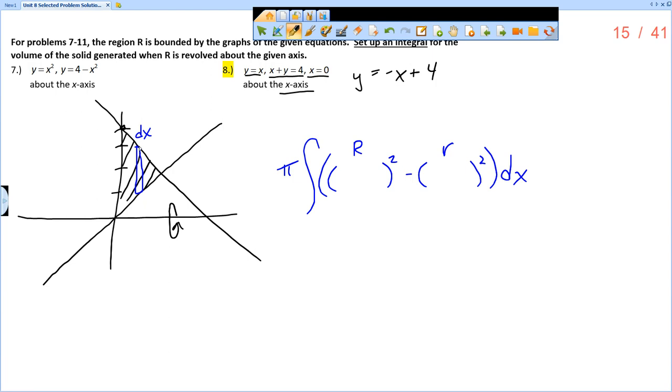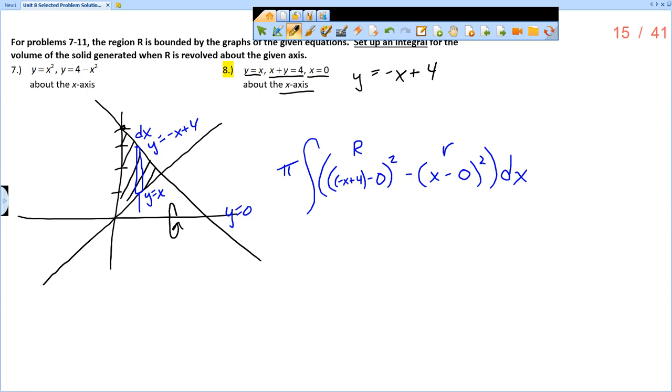So the further boundary is the upper one, y equals negative x plus 4. How far is y equals negative x plus 4 from the axis of rotation, which is y equals 0? Well, we take the upper thing, negative x plus 4, and subtract the lower thing, which is 0. That's big R. Little r is the boundary nearest the axis of rotation, and that is just y equals x. So we take y equals x and subtract the axis of rotation, which is 0. Obviously, subtracting the 0 doesn't really do anything.